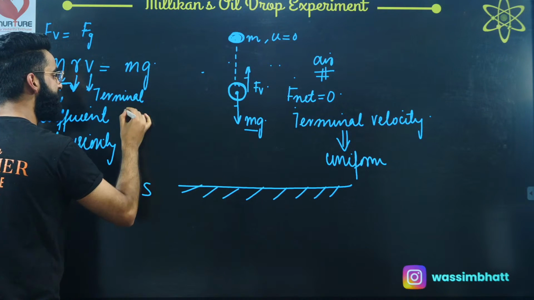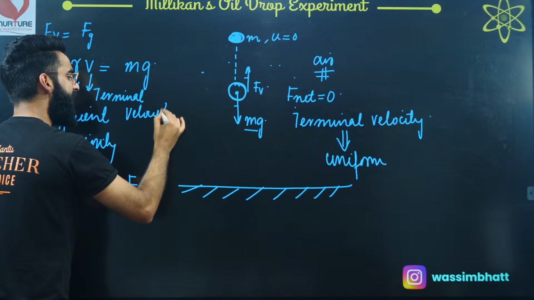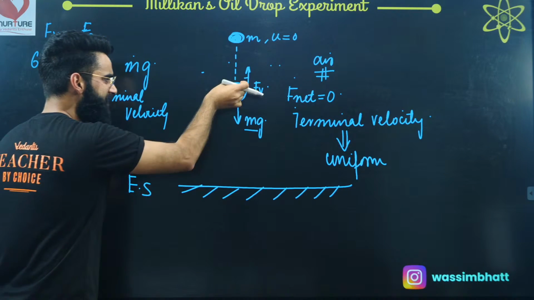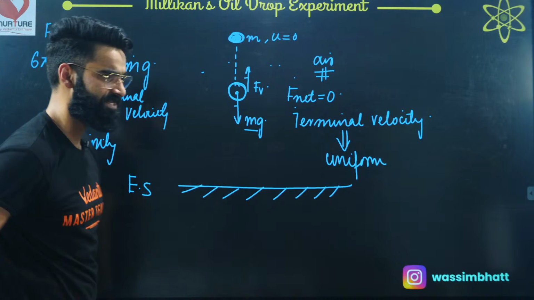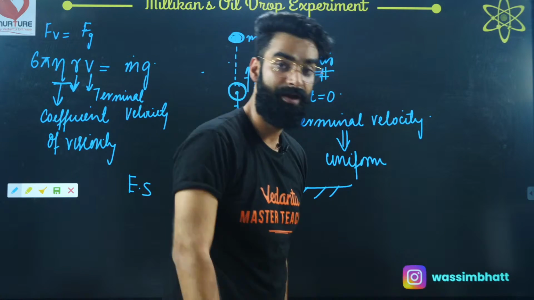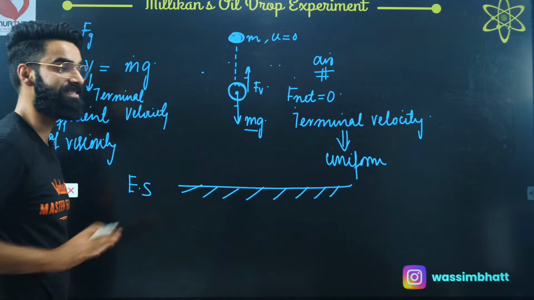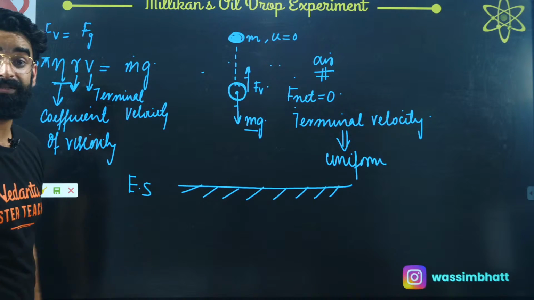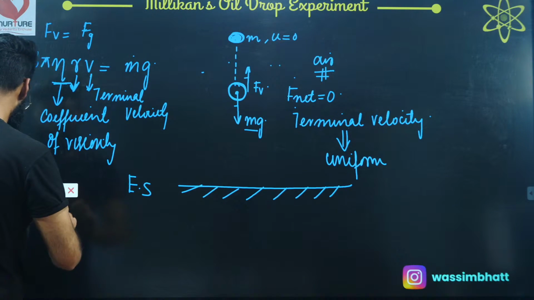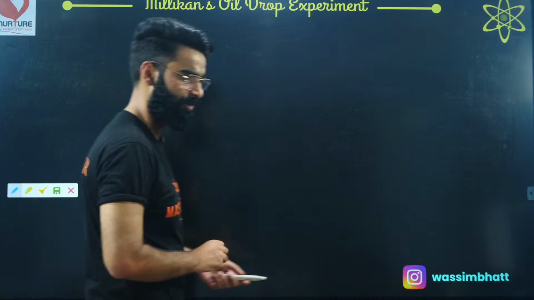V is something which I call terminal velocity. What is m? M is the mass of the particle. What is g? G is the acceleration due to gravity which is being experienced by this particle, right? Okay, how and where am I going to use this law? That's something which I'll be using in Millikan's oil drop experiment, right?